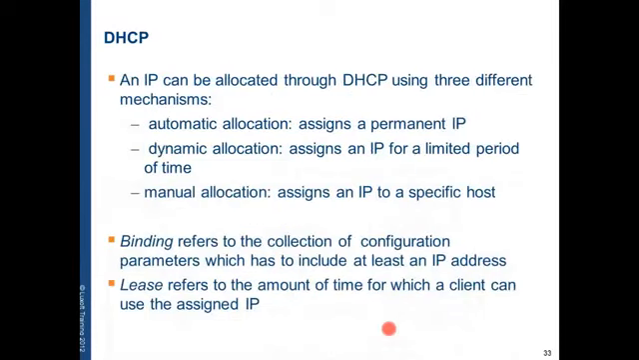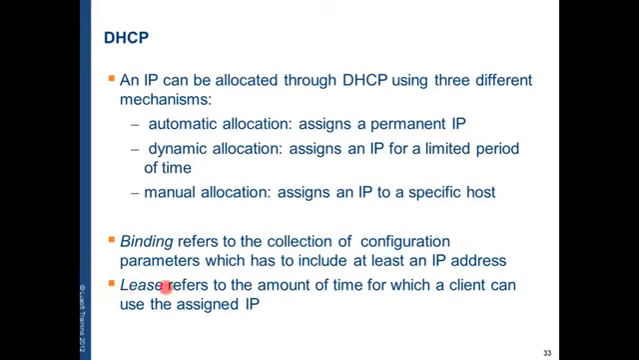DHCP can allocate IPs through 3 different mechanisms. One is automatic allocation, which means we assign an IP permanently to a host. This is done by extending the time that a host can use the IP infinitely.